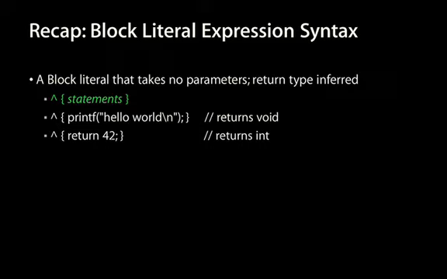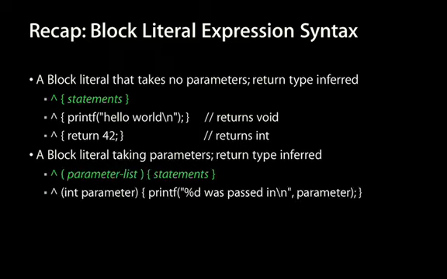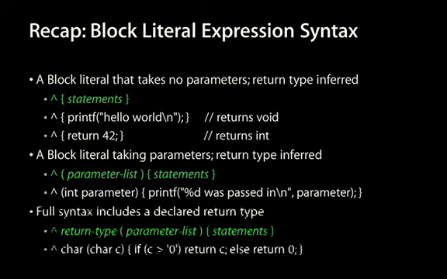So that's fine. In this case, printf, there's no return statement in the first one, so it returns a void. And in the second case, the return type is an integer. Many blocks take parameters, no big deal, and the same rules apply about inferring the return type. We do provide a syntax, though, where you can explicitly state the return type that you want out of this block expression. So in this last example, here's a block that takes a character and returns a character.